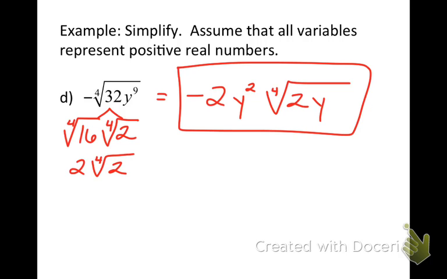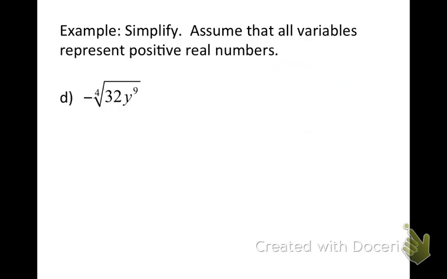Common mistake, some students will forget to carry that index over. Make sure you do that, because if you don't, then I'm assuming it's a square root. And again, we don't need to put absolute value signs, because our directions are telling us to assume that all variables represent positive real numbers. All right, so now we are going to connect what we just did last section with these types of problems.